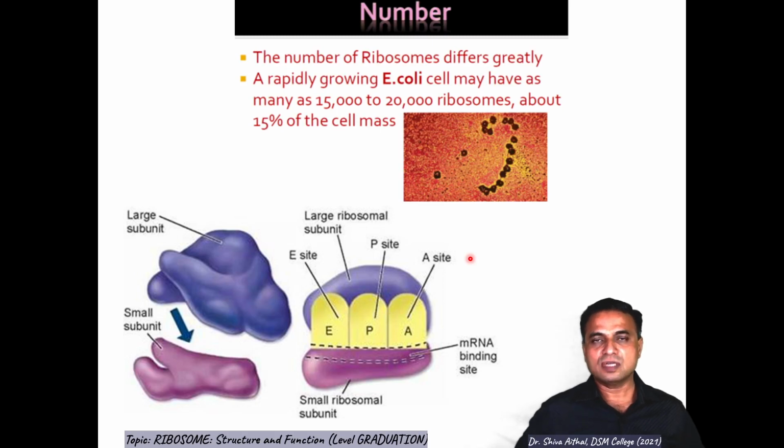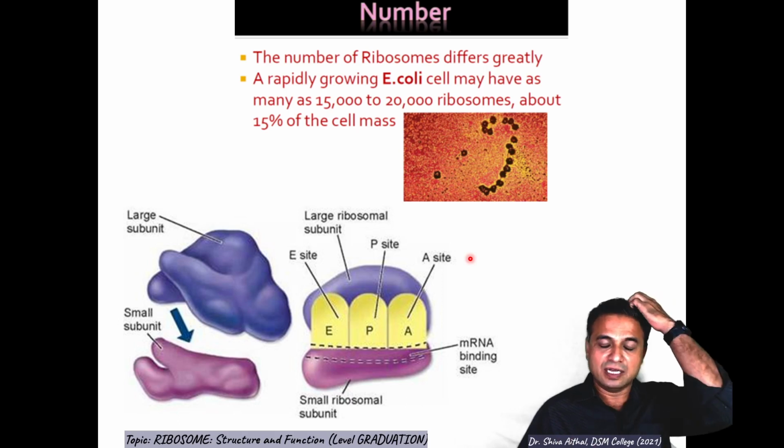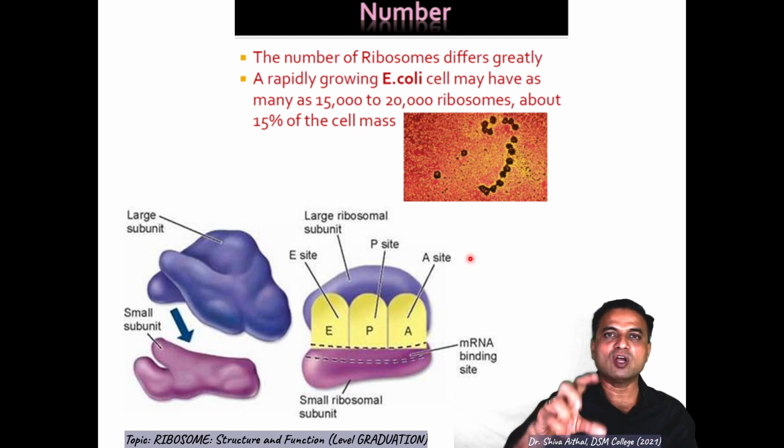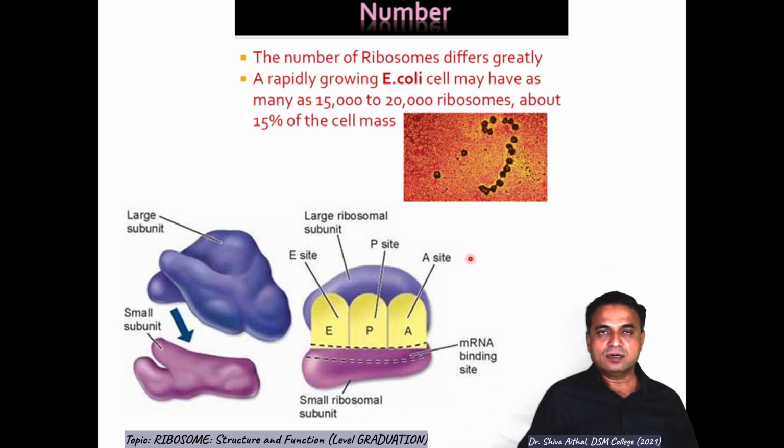I will explain the Svedberg unit again, but before that, how many ribosomes are present in a typical bacterial cell? A rapidly growing E. coli may harbor as many as 15,000 to 20,000 ribosomes, and that accounts for around 15% of the cell mass. As I already mentioned, they have a large subunit and a small subunit. The large subunit has space for accommodating 3 tRNAs, called the E, P and A sites: the empty site, the peptidyl binding site, and the amino acid binding site. The function of these sites we will see in translation.